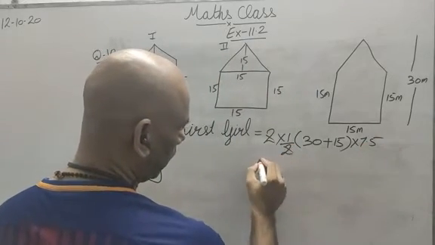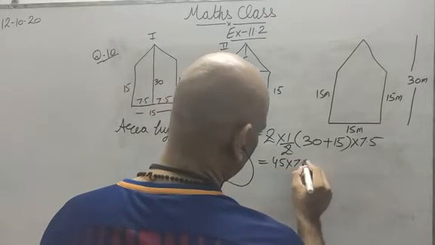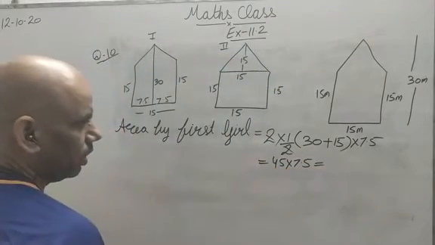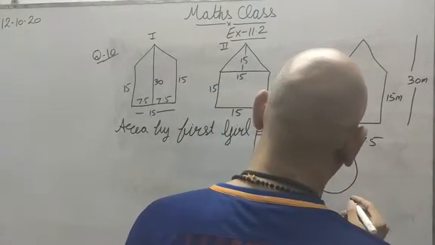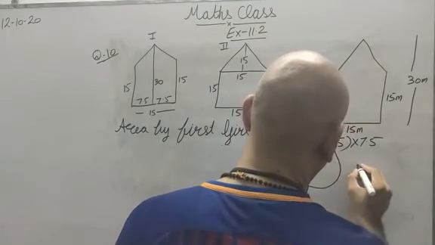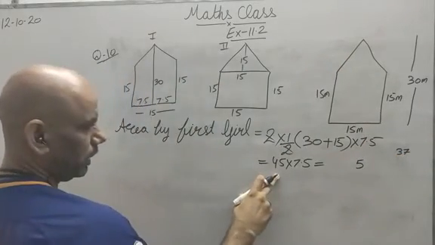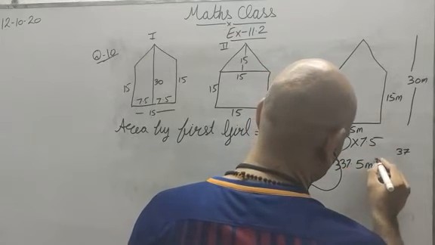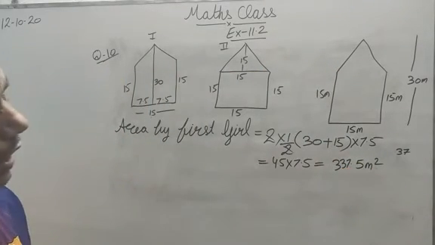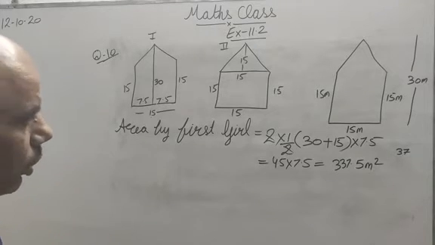So 2 and 2 are cancelled. 45 into 7.5. 75 5s are 375, and 75 4s are 300, and the total is 337.5. So this much meter square is the area of this park according to the first girl.